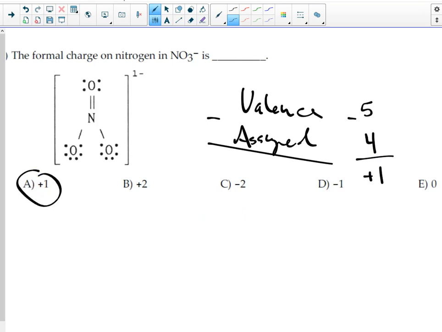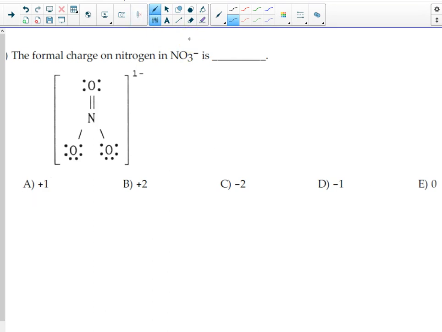A. Who had A? Raise your hand. Okay. If you didn't have A, hopefully you're all right with that. I got a question. Ask your partner this real fast. Is the formal charge on each oxygen the same? Each oxygen in this picture. Have a short discussion.